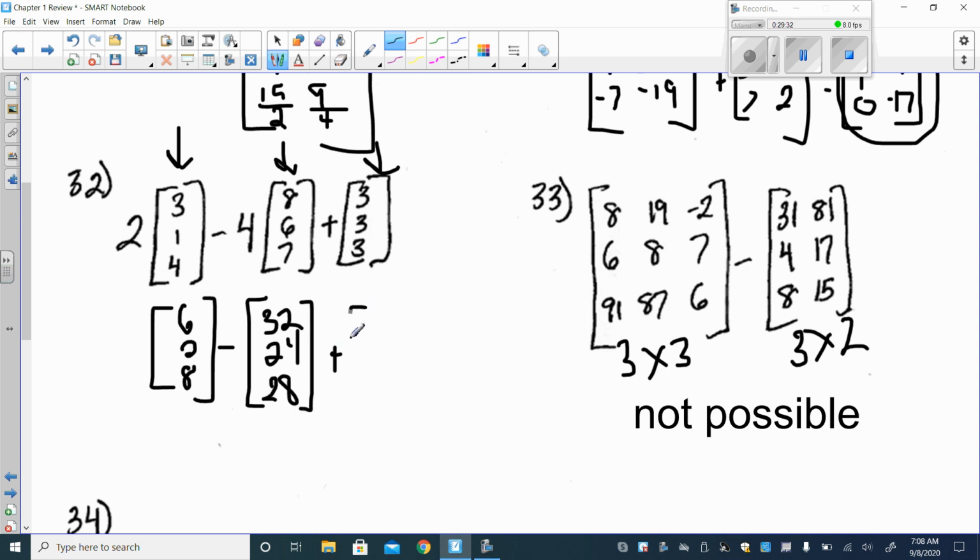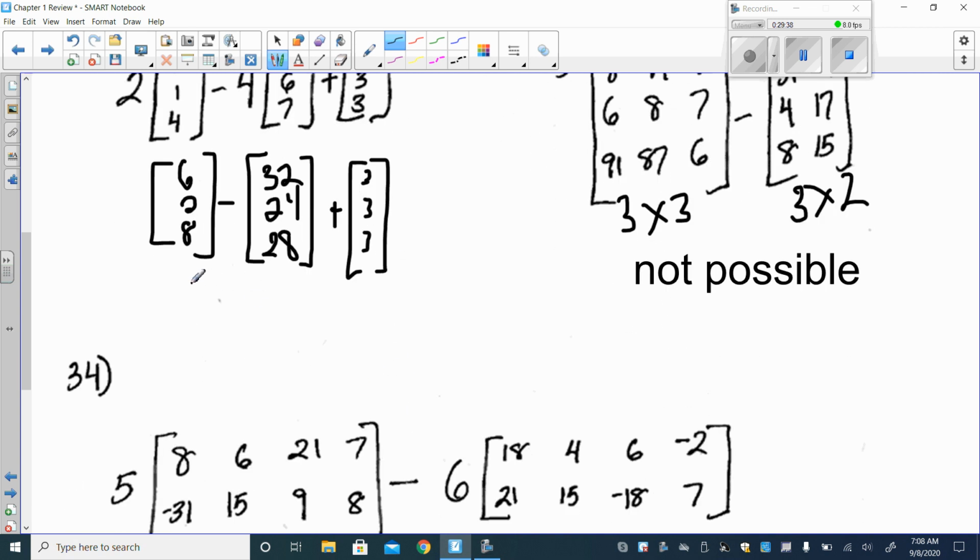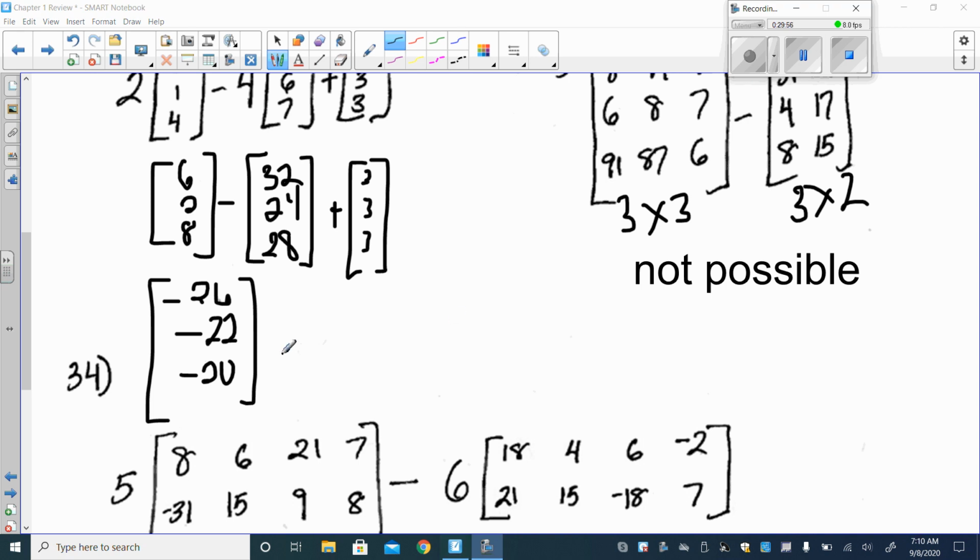Plus, and then we have 3, 3, 3. Now we can do 6 minus 32, which would give us negative 26. 2 minus 24 is negative 22, and 8 minus 28 is negative 20. So we have that there, and then what we're going to do is we're going to add our 3, 3, 3 to it.